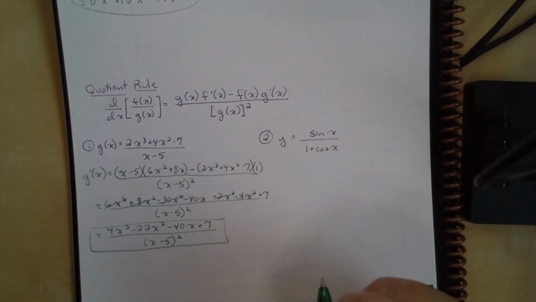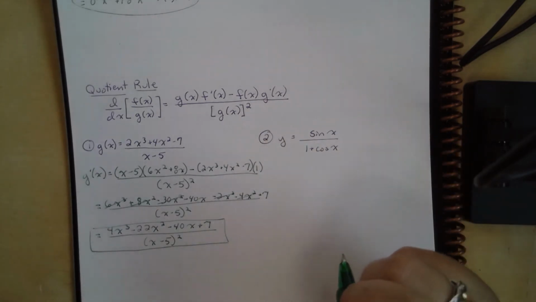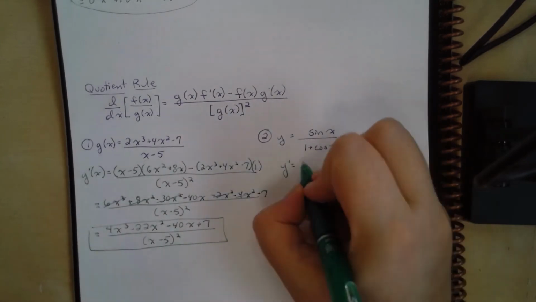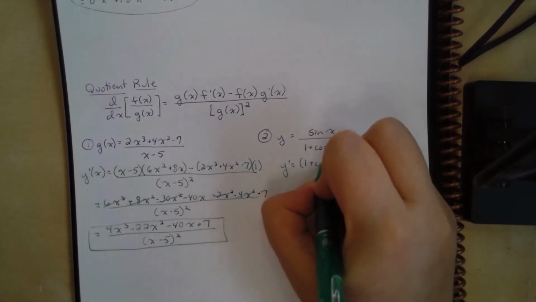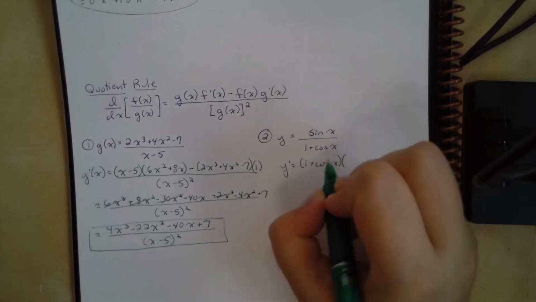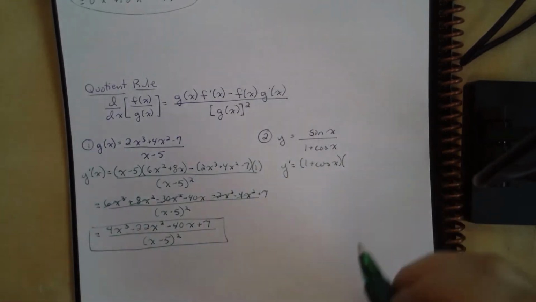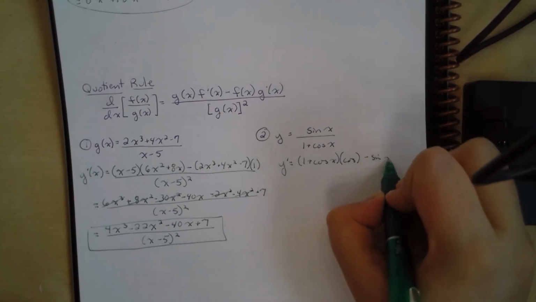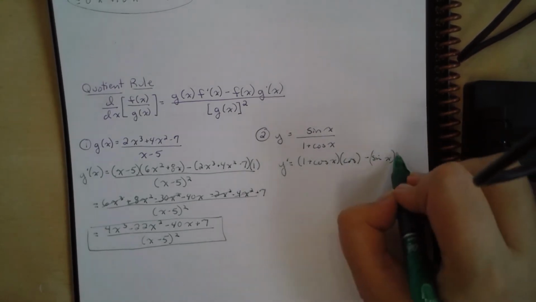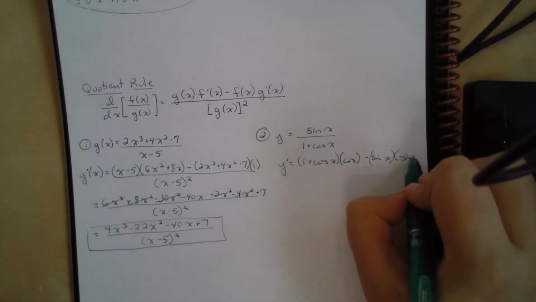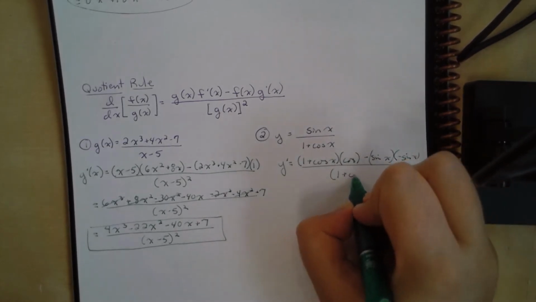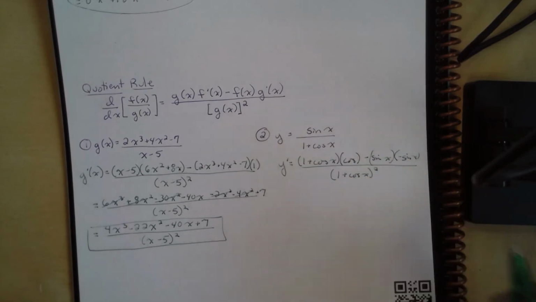So our second example here, y equals the sine of x over 1 plus the cosine of x. Well, y prime is going to be equal to the bottom, 1 plus cosine of x, times the derivative of the top. The derivative of sine is cosine, minus the top, sine of x, times the derivative of the bottom, which is just going to be negative sine of x, all over 1 plus cosine x quantity squared.